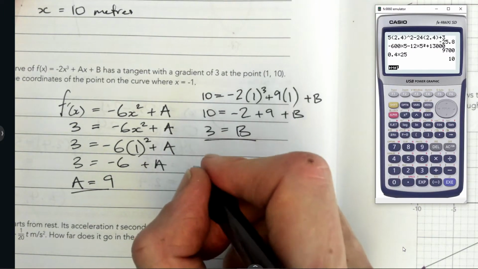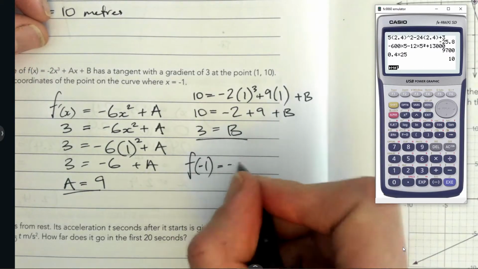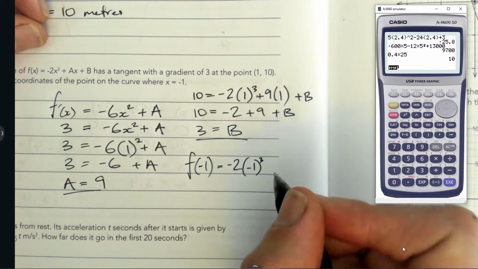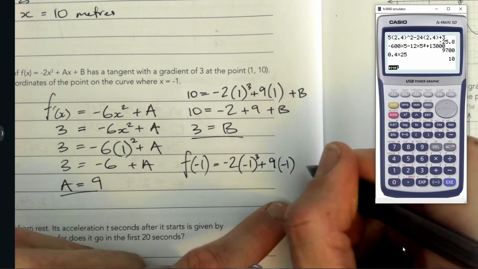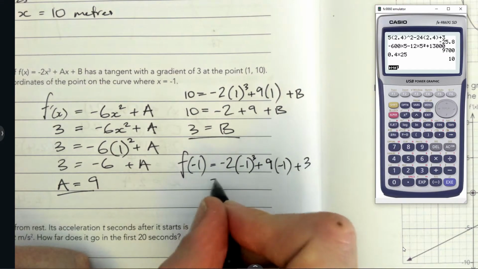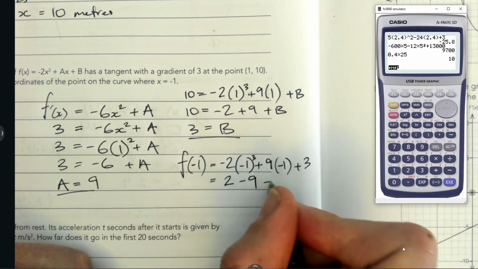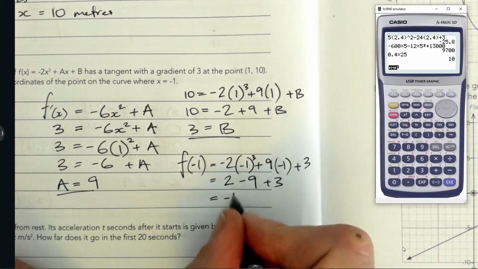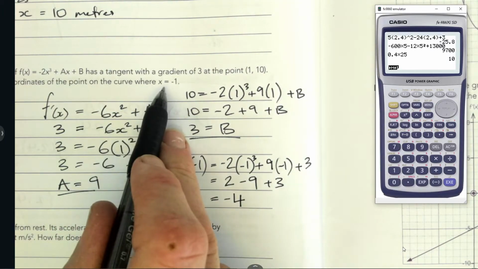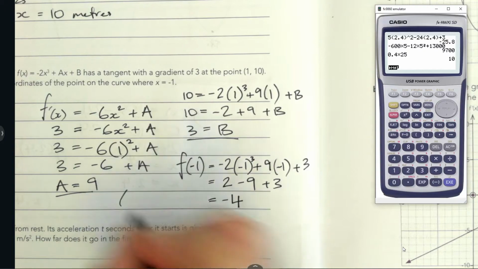Okay, x equals -1. So f of -1 equals, and now let's chuck in what we know, 2 times -1 cubed plus, we now know what a is, 9 times -1, we now know what b is, plus 3. So we can just solve this. -1 cubed becomes a -2, it becomes a -9 plus 3, equals -4. So the coordinates, this happens at -1, -4.